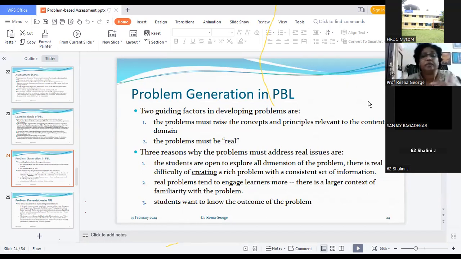And the student will be more eager to know the outcome of the problem. They are much more eager if the problem is real. Otherwise, if the teacher comes up with a fake problem or a cooked up problem, or the teacher designs a problem and assigns it to the student, then it will be difficult for the student to proceed with working on the problem. That is why problem generation is very important.